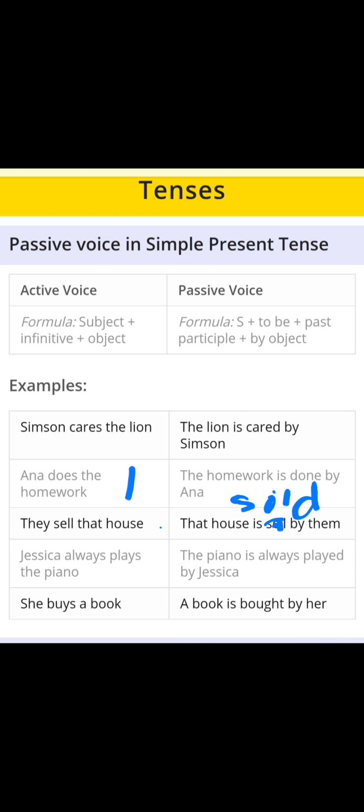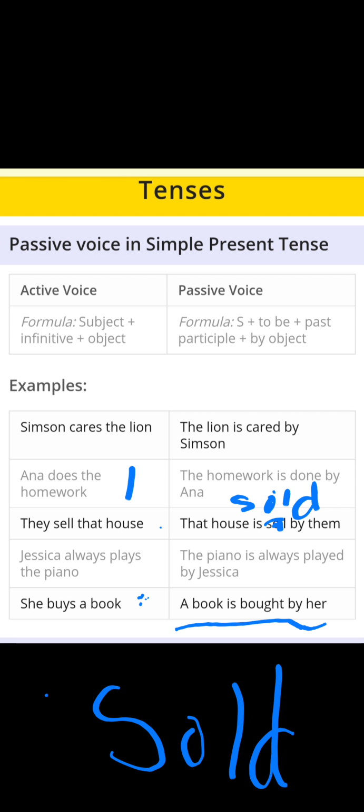Jessica always plays the piano. The piano is always played by Jessica. She buys a book. A book is bought by her. That house is sold by them.